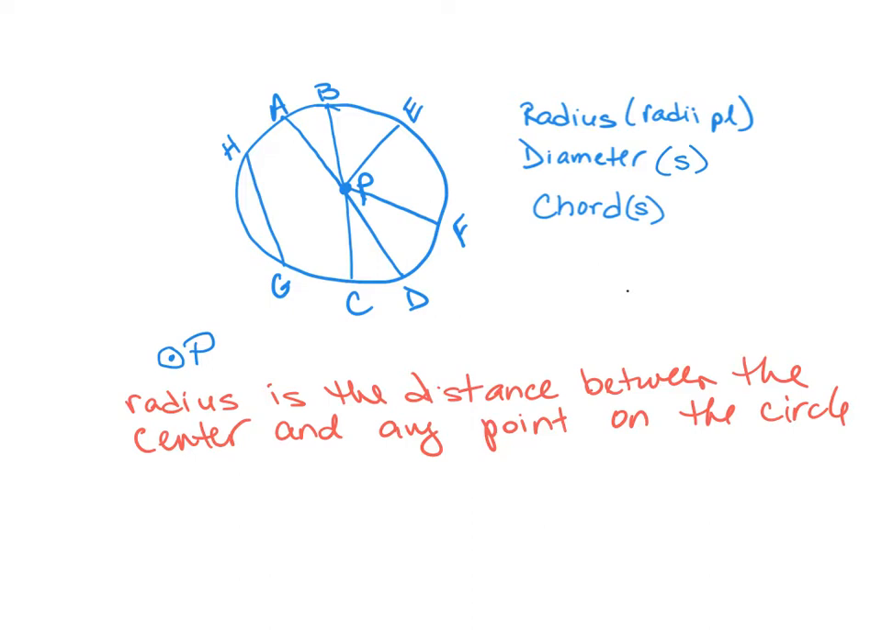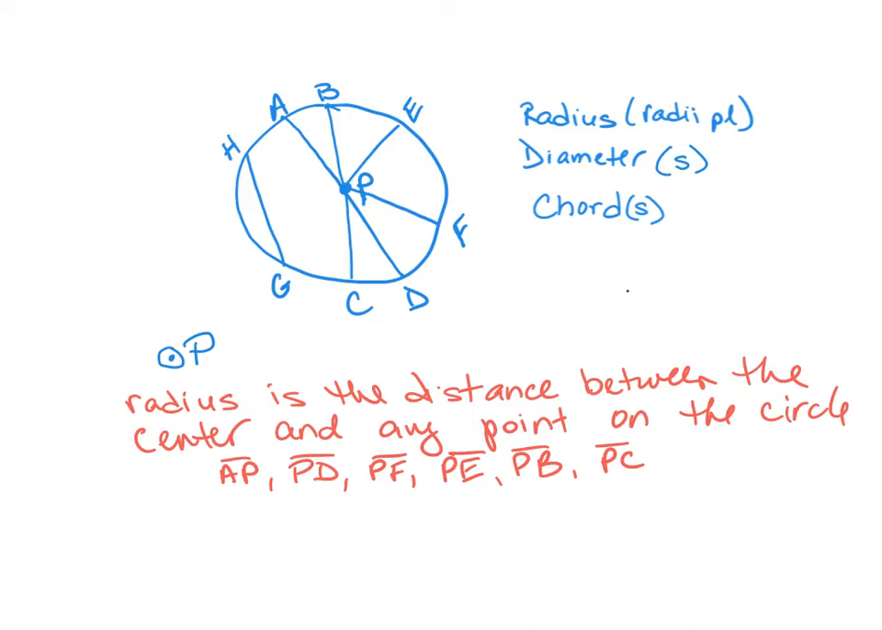The radius I see is AP, PD, and the letters can go in any order. PF, PE, PB, and PC. I missed PC. And they all have segment lines because they're segments. They start at the center of the circle and they end at the edge of the circle. Does everybody understand that? Pretty easy? And you're going to name every one if they ask you to name every one.